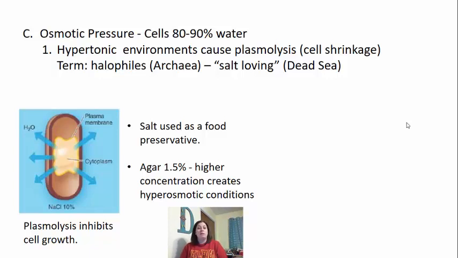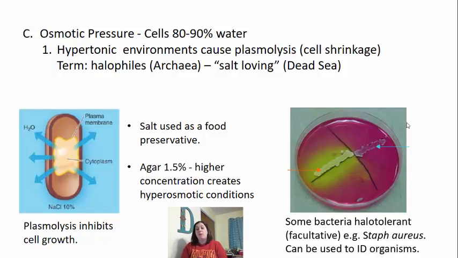So this again is why we use salt a lot of times as a food preservative, because it will cause a hypertonic environment which the bacteria cannot survive in. Agar is a 1.5% higher concentration, which causes hyperosmotic conditions sometimes. And so when we look here, plasmolysis inhibits the cell growth, so it doesn't allow it to grow too quickly. Some bacteria are what we call halotolerant, meaning that they can grow in that condition. They tolerate the salt. It's not their favorite, it's not their optimal, but they can tolerate it. This is known as facultative because they can grow in those particular environments.